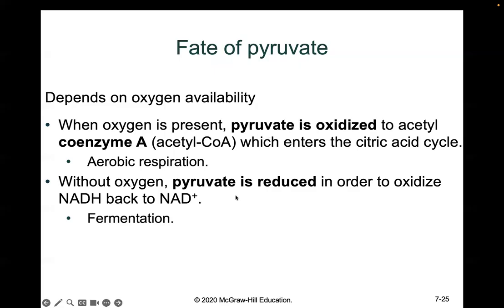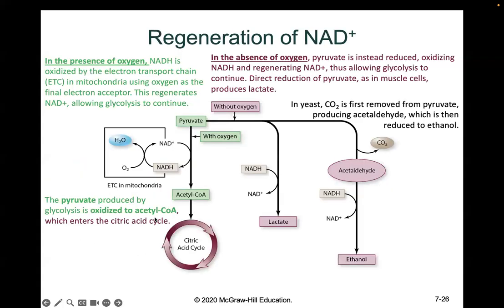If, as we said, we don't have oxygen, pyruvate now needs to be reduced. Pyruvate now needs to be the one accepting the electrons from NADH so we can create NAD. And this is called fermentation. So this is a very complicated kind of graph, but it's super easy. In a sense, now we've basically finished glycolysis.